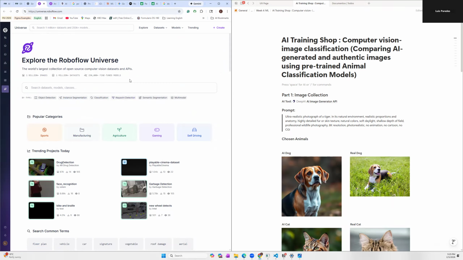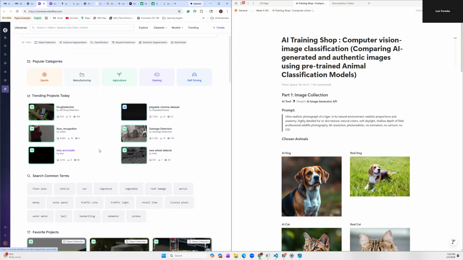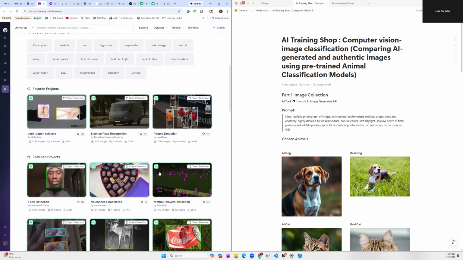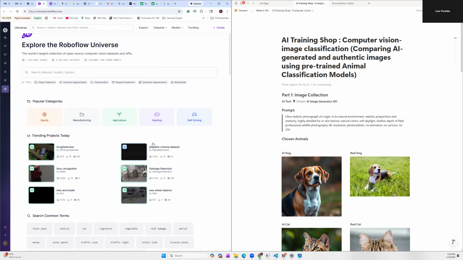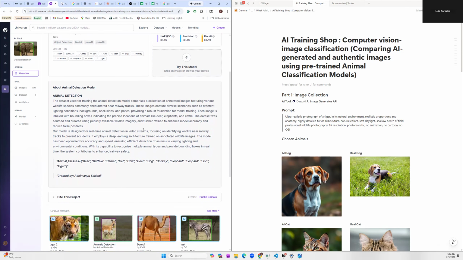This is a platform where you can find many types of project models to recognize objects like rock, paper, scissors, license plate recognition, people detection, face detection, and so on. In this case, we're going to use the animal detection computer vision model. These are the metrics of the model, which has 90% precision. This model has a lot of animal classes, like bear, buffalo, camel, cat, cow, deer.